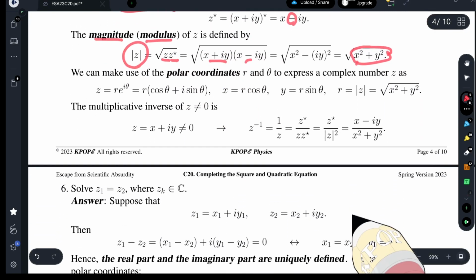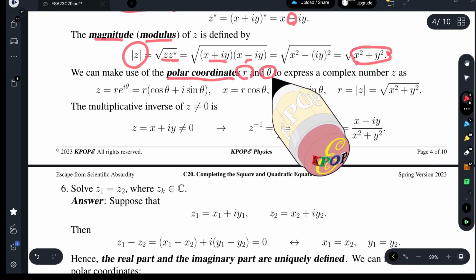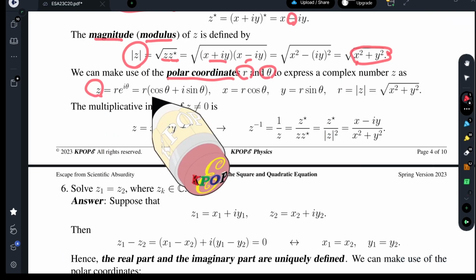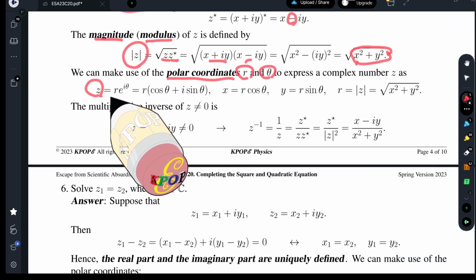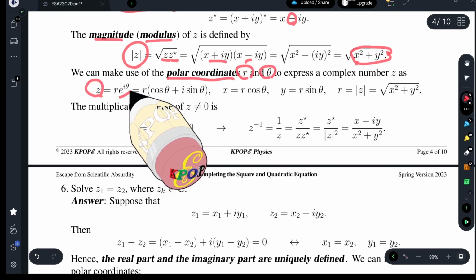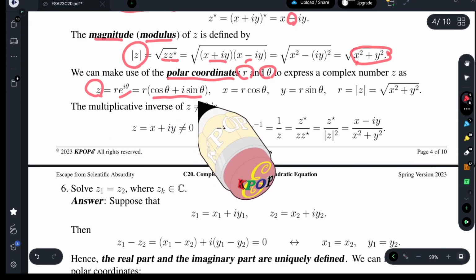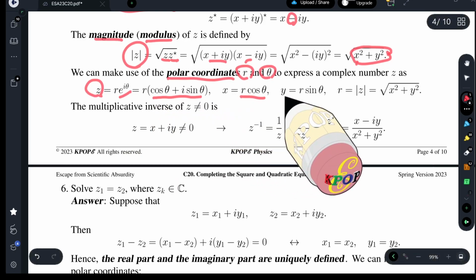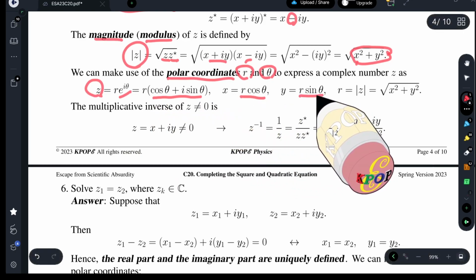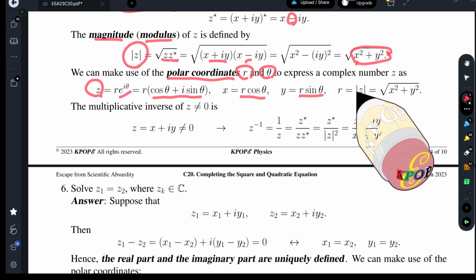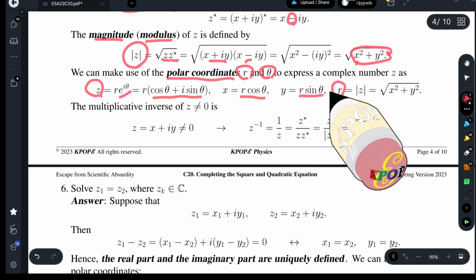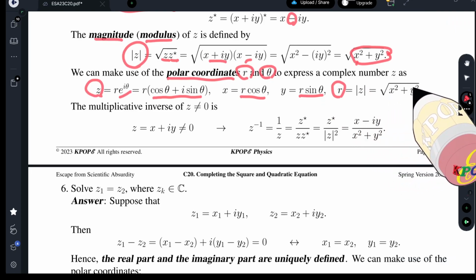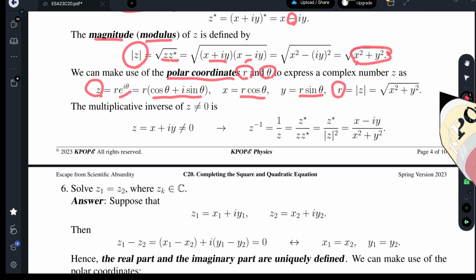We can make use of the polar coordinates r and theta to represent the complex number by employing Euler's formula. That is, exponential i theta is cosine theta plus i sine theta. We know the real part is r cosine theta, and the imaginary part is r sine theta. So using this, we can reproduce the modulus of this complex number: r is the absolute value of z, the square root of x squared plus y squared.